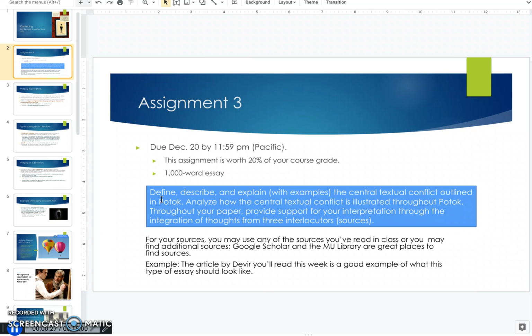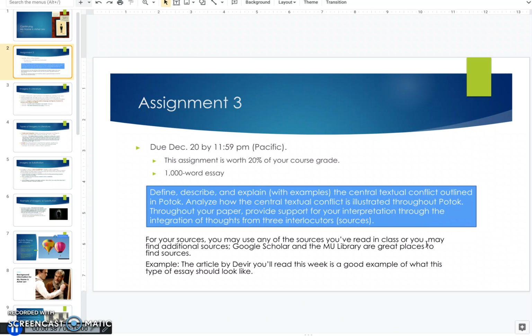So the main part of the prompt is to define, describe, and explain with examples the central textual conflict outlined in Potok. That's the same prompt that you were doing with the Book of Ruth for assignment 2. Just a reminder, this assignment isn't due until December 20th, the very last day of our class. This assignment is worth 20% of your grade, so it's the biggest percentage weight assignment that you will have in the course. And it should be around 3 to 4 pages.